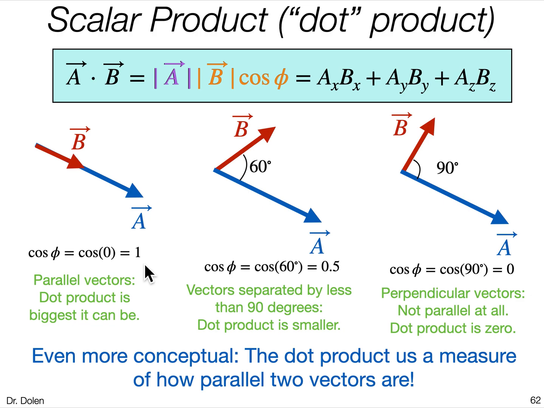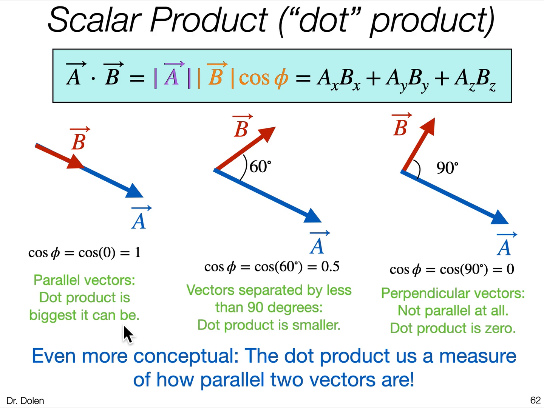Cosine will always return something between 1 and negative 1. So the biggest it can be is equal to 1. So the largest the scalar product of these vectors is going to be is when they're parallel to each other. Right, so in this case, when they're parallel, the dot product is the biggest it can be.